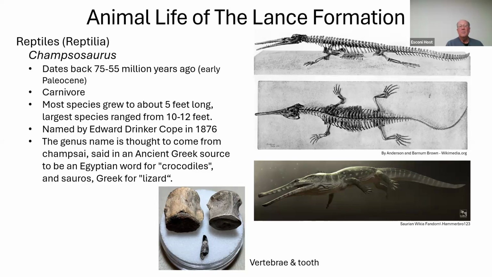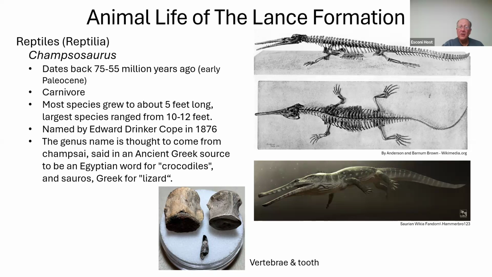It was named by Edward Drinker Cope in 1876. They were prolific in describing and finding fossils during their time period. The genus name is thought to come from champsai, which is ancient Greek source for an Egyptian word for crocodiles, and saurus, your Greek word for lizard. So you can't say the names are actually true Latin.